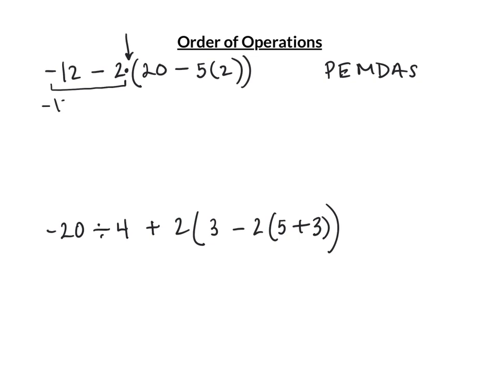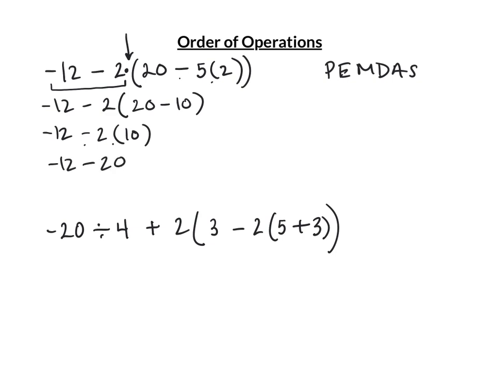So this is negative 12 minus 2 times, in the parentheses I have subtraction and multiplication, so I've got to multiply first. 20 minus 10. I still have parentheses, I have to do those first. Negative 12 minus 2 times 10. Now I have subtraction and I have multiplication. Multiplication comes first. Negative 12 minus 20. And negative 12 minus 20 is negative 32.